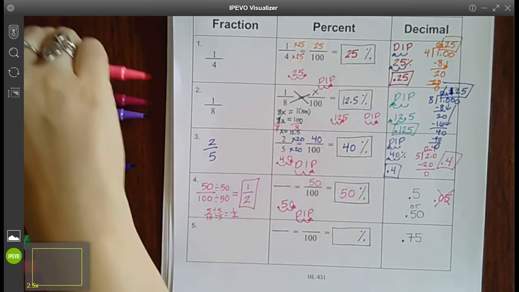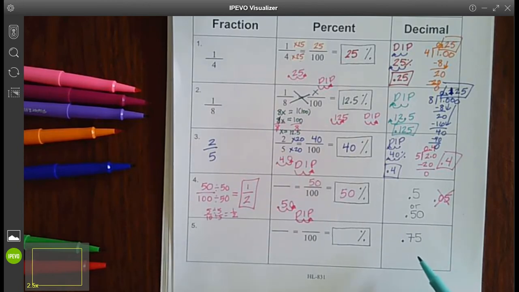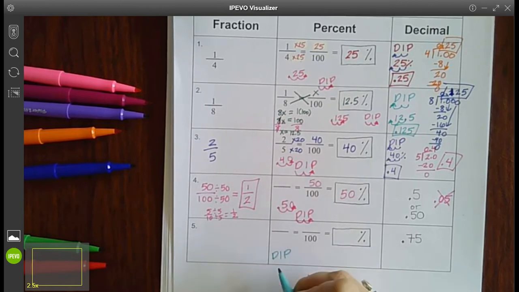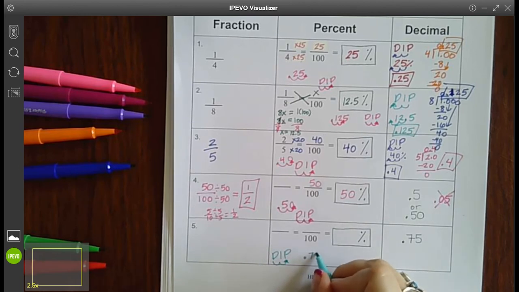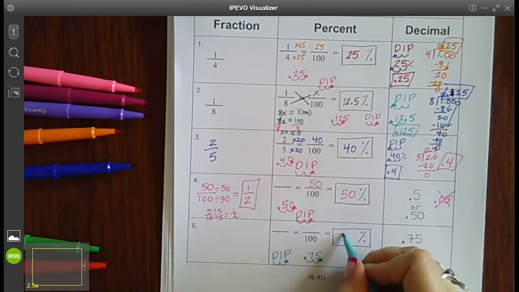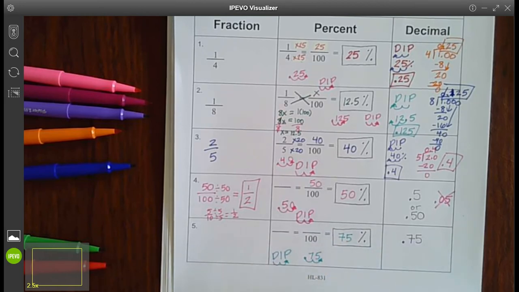Last one. 0.75. Doesn't really matter which one you want to do first. I think it's easier to do this one first. So let's see. I have 0.75. That's the decimal. I want to move towards a percent, right? So 0.75. If I move 2 to the right, that equals 75%. Okay, so I could do from a decimal to a percent following dip.